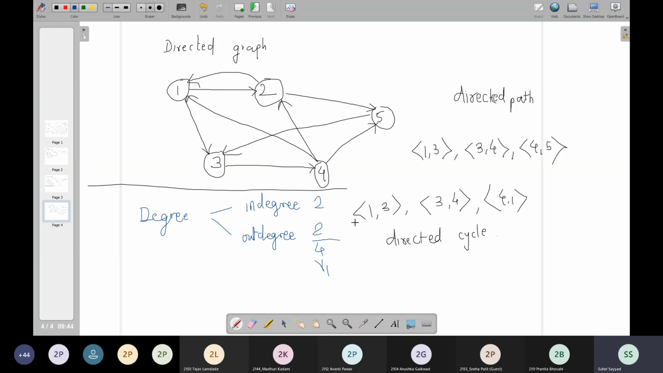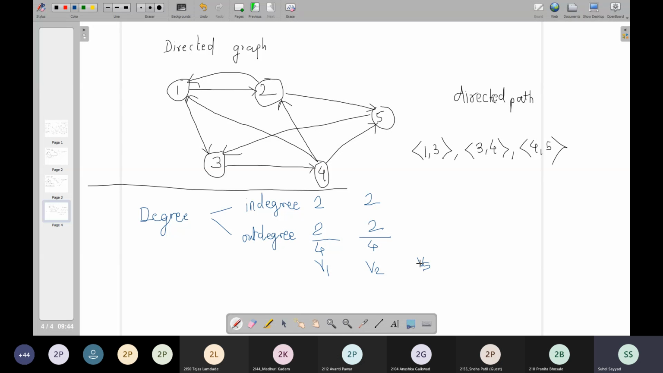If I take more examples, suppose I am taking another vertex, V2. For V2, how many incoming edges are there? There are 2 incoming edges, 1 2 and 4 2. So in degree is 2. And how many outgoing edges are there? Again 2, that is 2 5 and 2 1. So out degree is 2. So total degree of vertex V2 is 4. Let us take one more example. Suppose I am taking vertex V5.